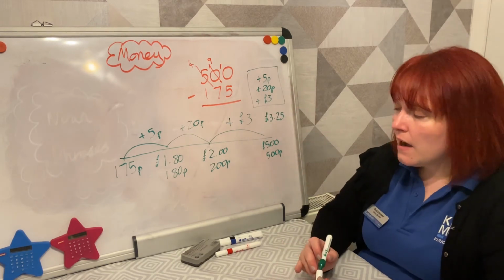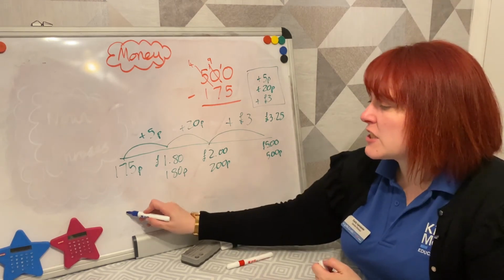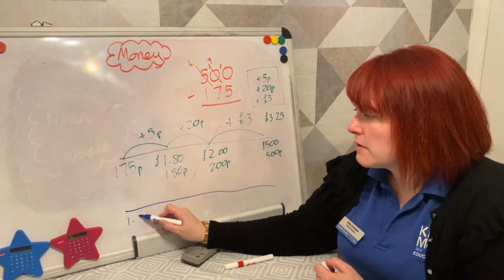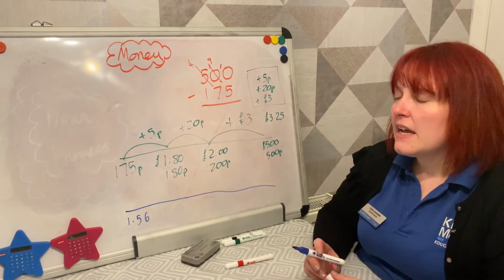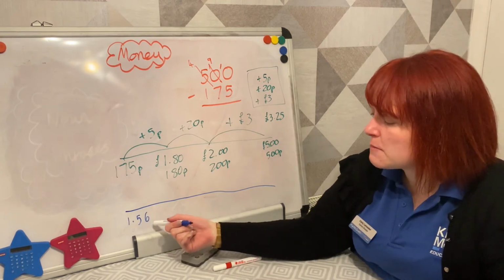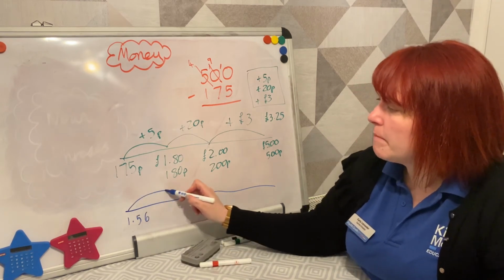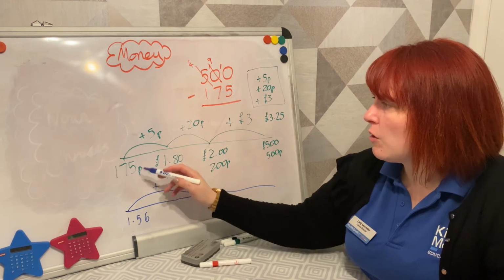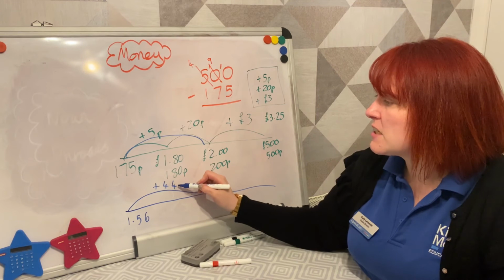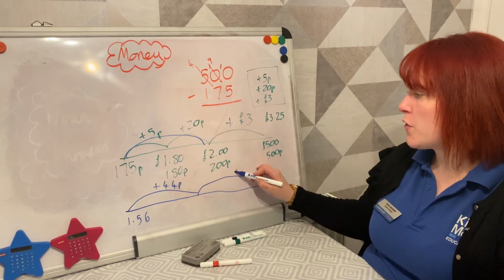Obviously, there could be a stage where they could be a bit more confident and they could skip some of this. So for example, I've got £1.56. If children are really confident with their number bonds to 100, they might be able to spot straight away that to get to the next pound, I need 44p. And so they don't need to do all of these steps, they can do one big jump. So one big jump is 44p, gets me to £2, and then we would need another £3.